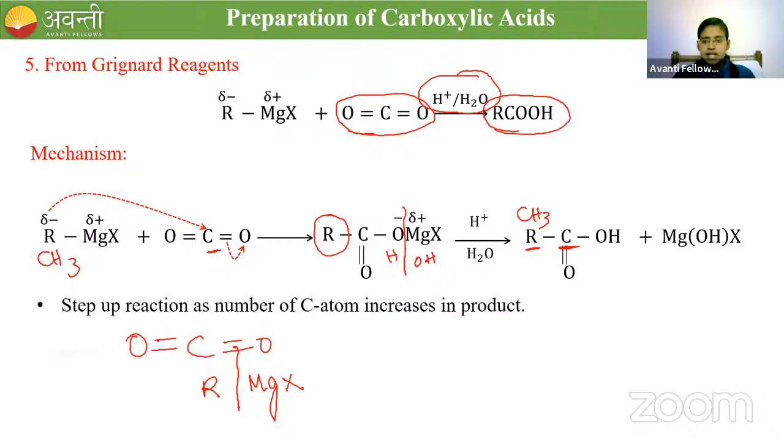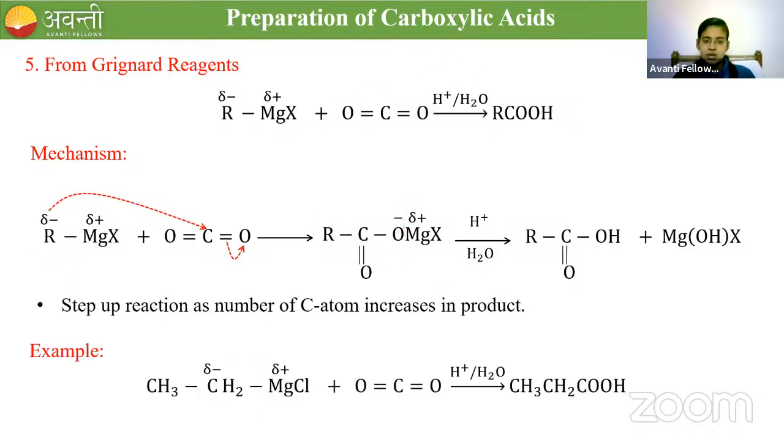So shall we go for one example? I have taken the ethyl group as an example. CH3CH2, so I am getting CH3CH2COOH. Ethyl magnesium chloride is getting converted to propanoic acid. A 3 carbon containing acid is called propanoic acid.